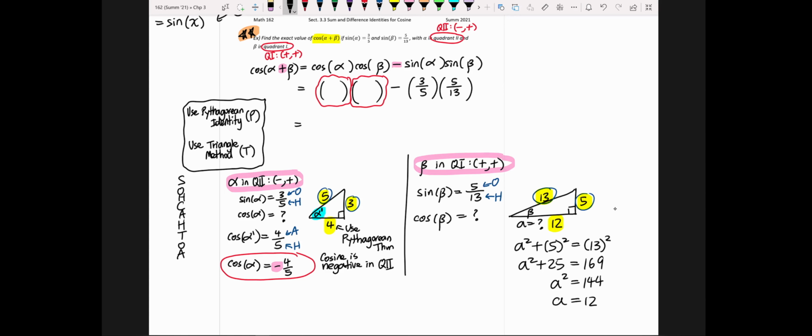Once you have all three sides, then you can get any trig function at beta. So cosine is adjacent over hypotenuse, that's 12 over 13. Adjacent over hypotenuse. Okay. Now, if beta wasn't in quad 1, then we'd have to pay attention to the quadrant or the plus or minus sign. But we know that all 6 trig functions are positive in quadrant 1. So that includes cosine, positive in quad 1.